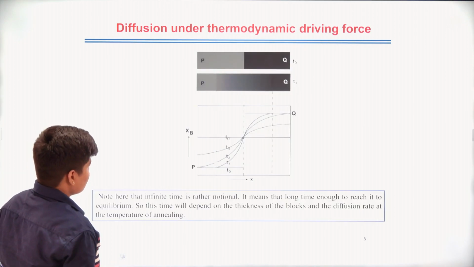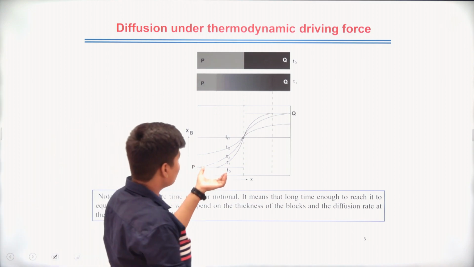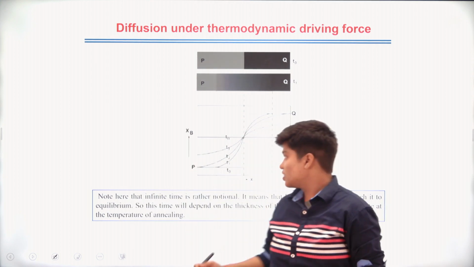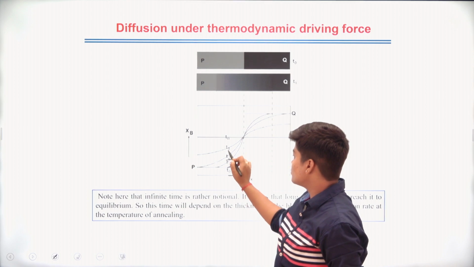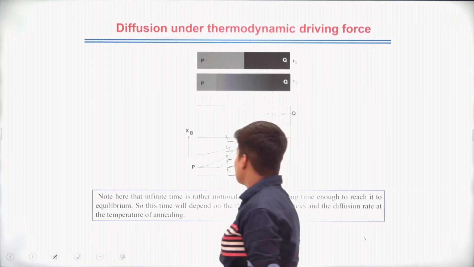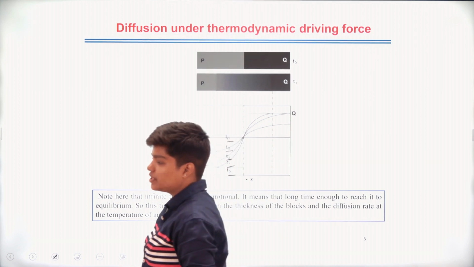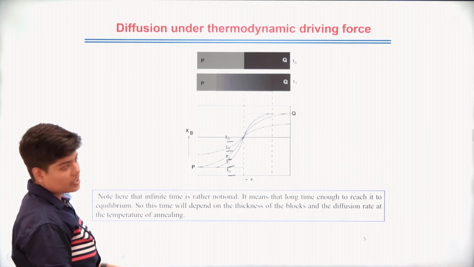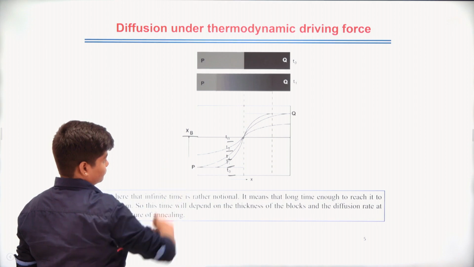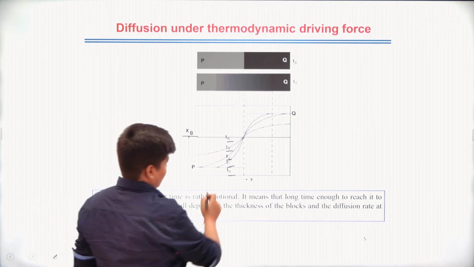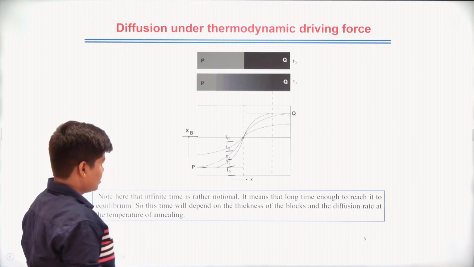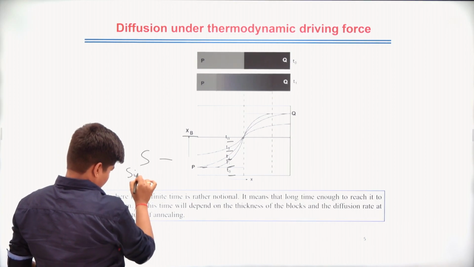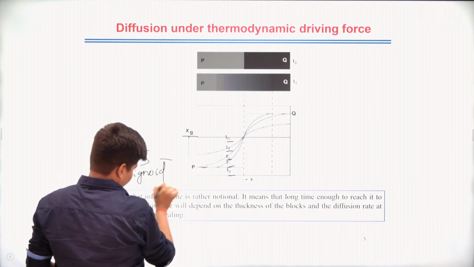So this shows, at different time intervals, how the composition graph looks. This is T0 and T1, T2, T3, T4, T infinity, the different time intervals showing how the P and Q materials behave as the composition Xb increases. See, this is the graph. It is called a sigmoid graph, or S shape.